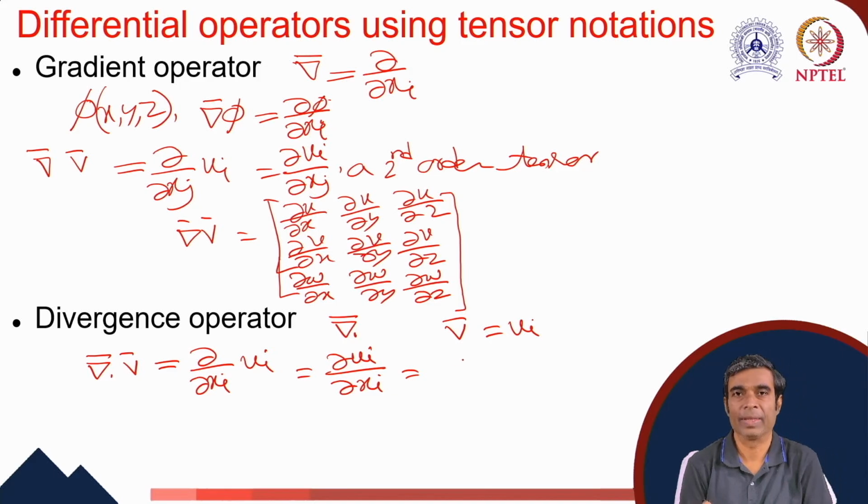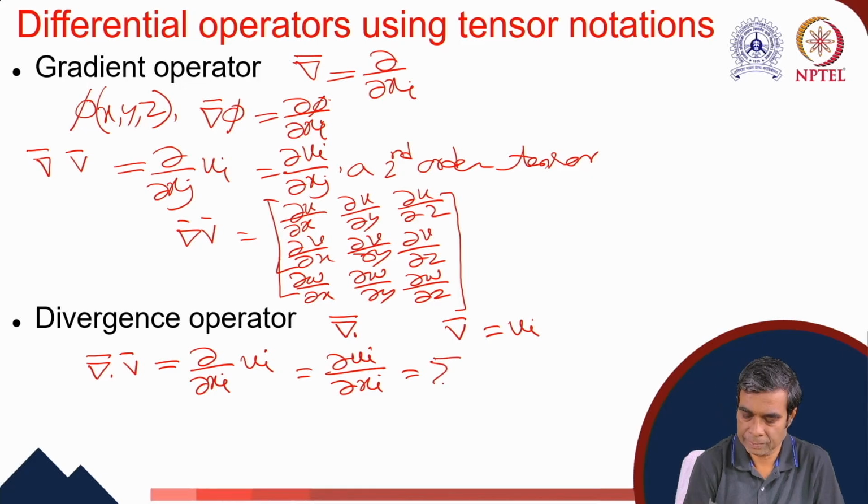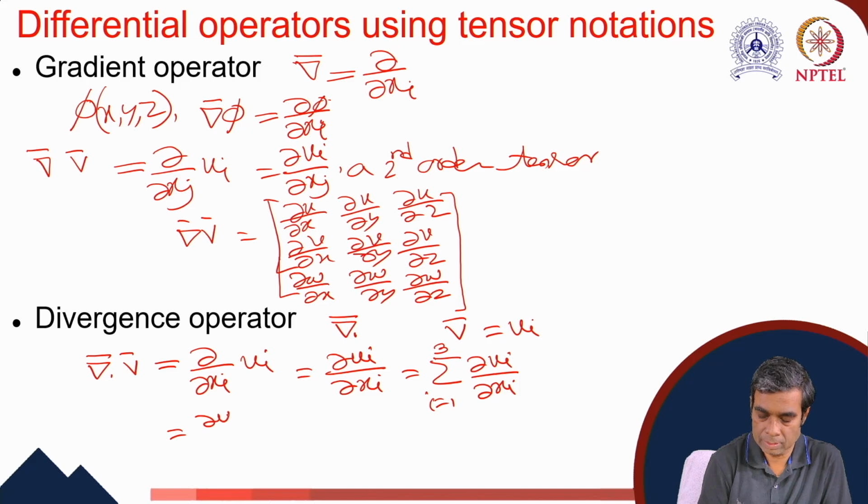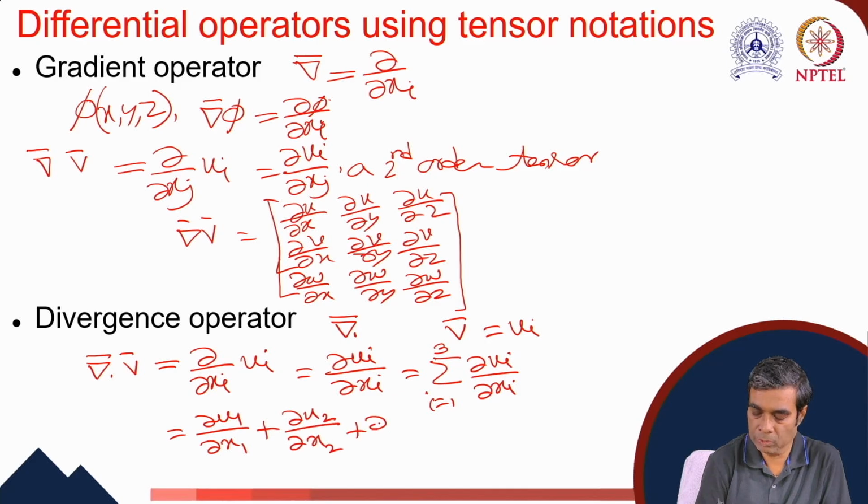So what is happening? The gradient operator was increasing the order by 1, and in contrary, the divergence operator reduces the order by 1. So we can write it by the summation formulation in 3 dimensions as del u1 del x1 plus del u2 del x2 plus del u3 del x3, which is a scalar quantity.